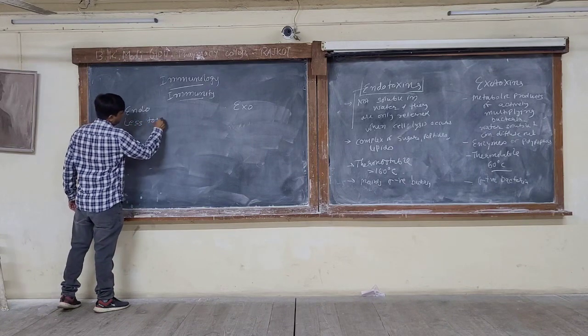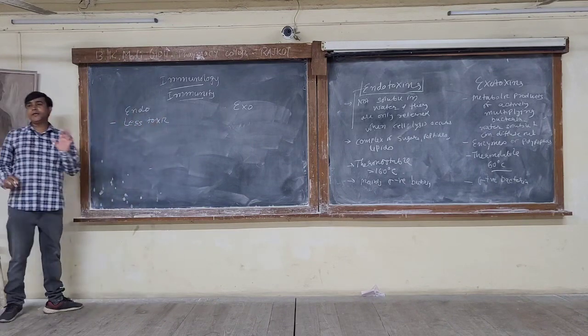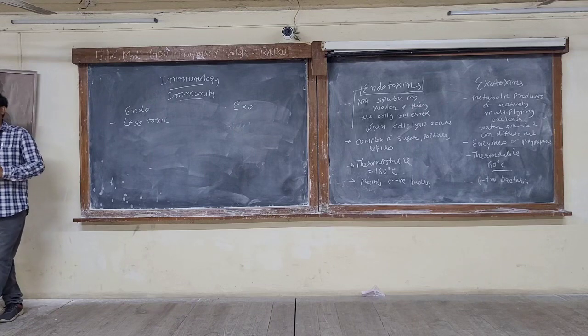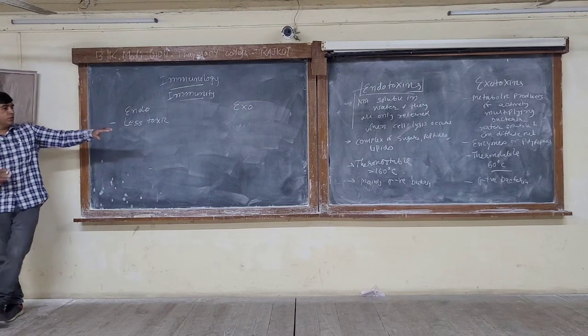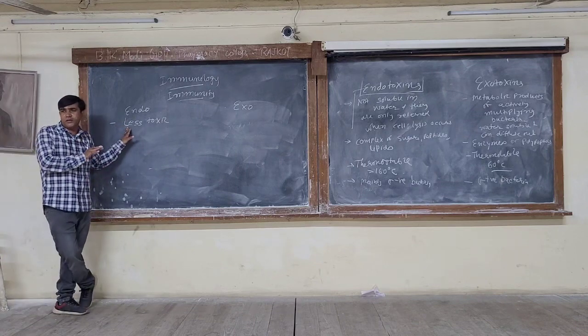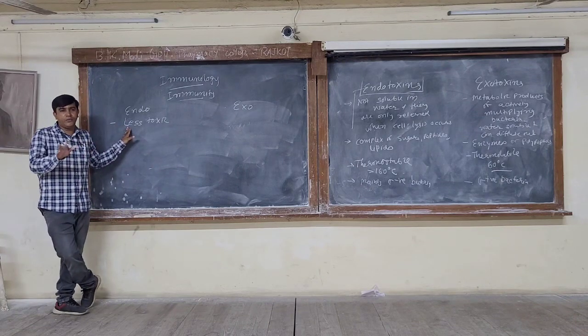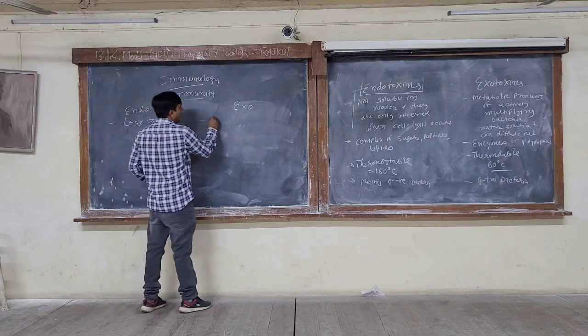Less toxic or less harmful. They only increase the body temperature, and that's why they are called pyrogens. They increase the temperature, and that's why they are called pyrogens. So they will only increase the body temperature. There are no other effects. While exotoxins are more toxic.